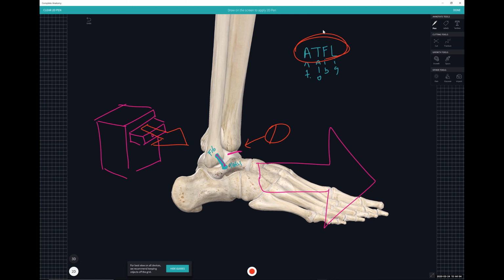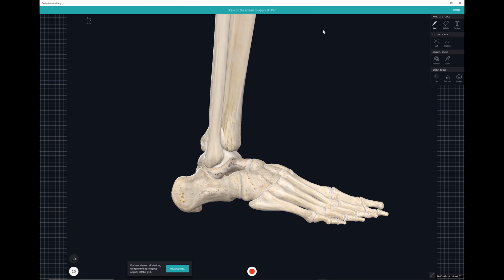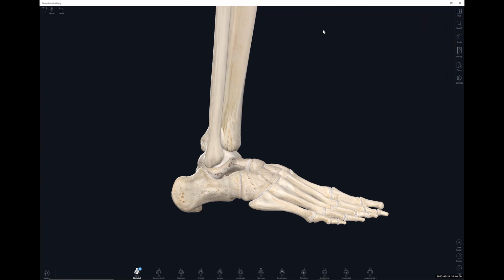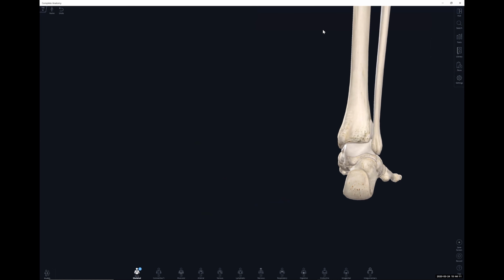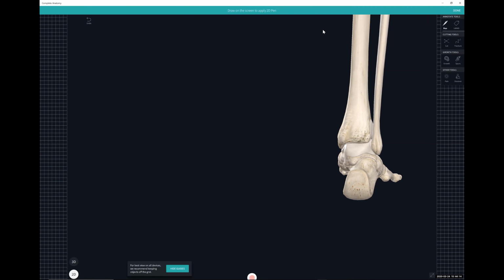The next important one is the PTFL. And just like the ATFL, PTFL, posterior talofibular ligament. And it prevents the foot from sliding posteriorly, like pushing a sock drawer all the way in.